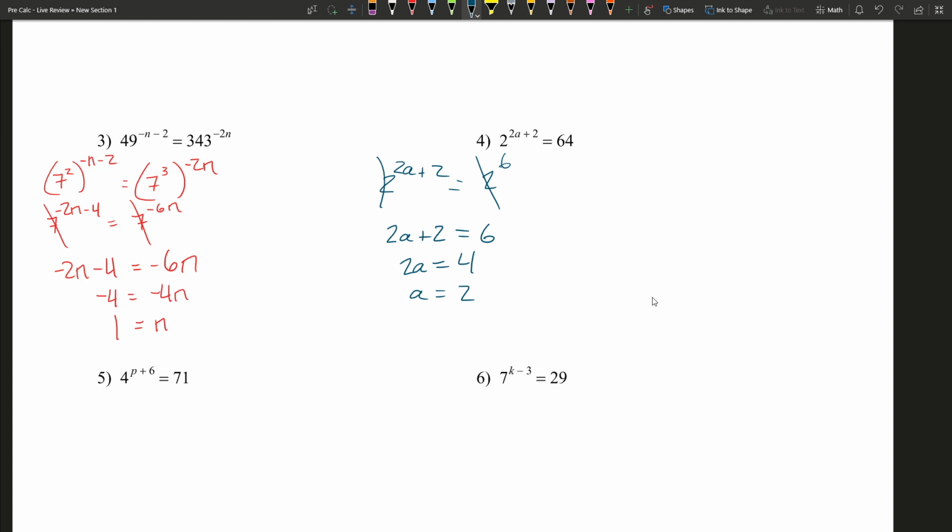So these first 4 should honestly be easy points to get. All right. So long as you can see one common base, you should be able to do it. All right. Are there any questions about those first 4?